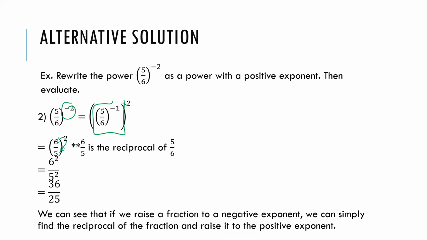So we see here the general rule: if we raise a fraction to a negative exponent, we can simply find the reciprocal of the fraction, and then raise that reciprocal to the positive exponent. It's actually not that different from what we just did. The only difference is that in the other examples the reciprocal was a unit fraction, and now it's not. That's literally the only difference, but it's the same concept.